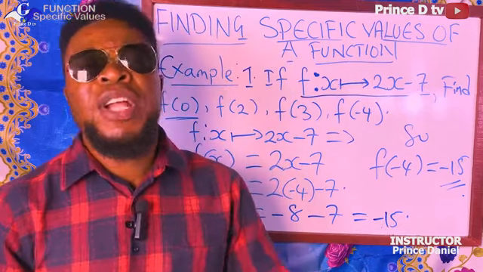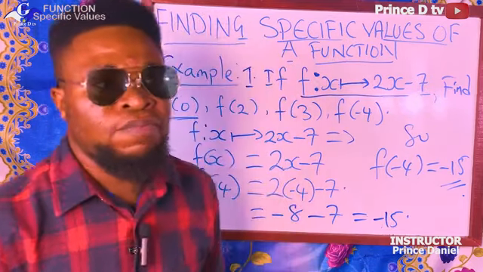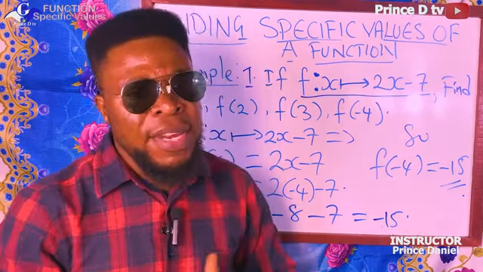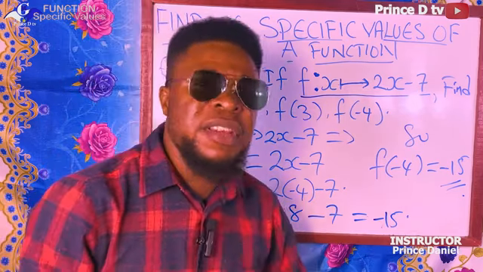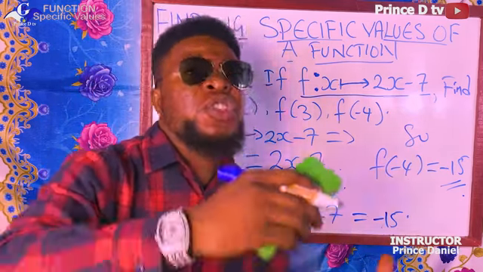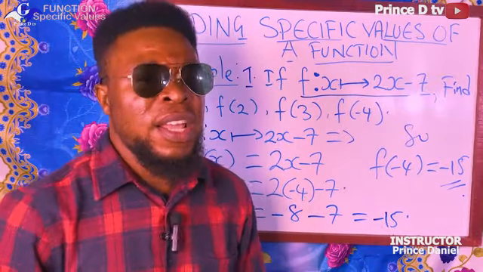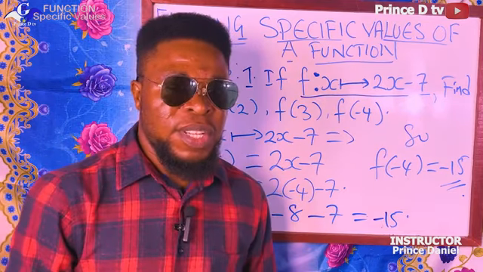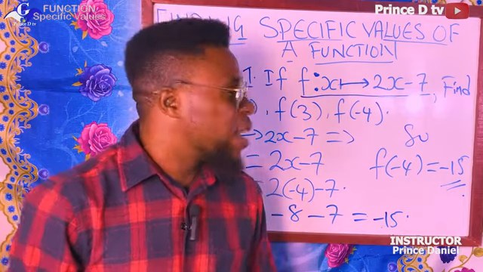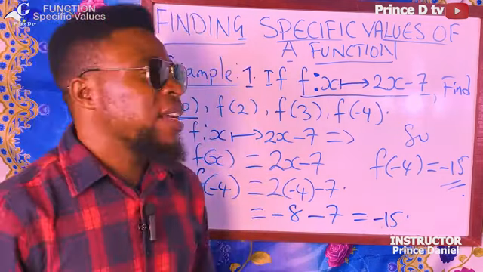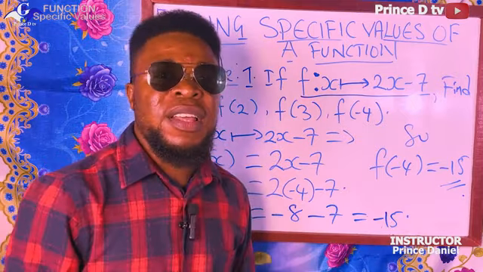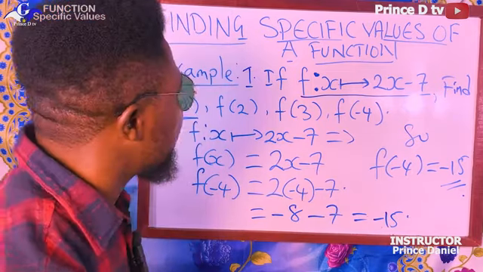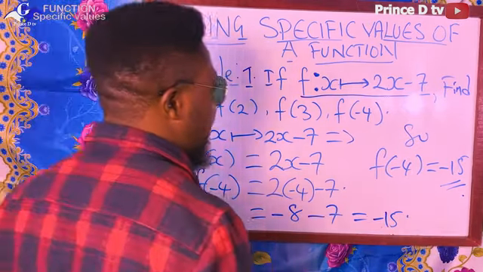But before we conclude, I would like us to look at a few other examples where maybe the function is having a fraction or is having something like a square root sign. And when we brush that, I'll be fully confident to tell you that now you can be able to trash whatever concerns finding specific values of functions. Okay, so without wasting much time, let's jump into that right away.